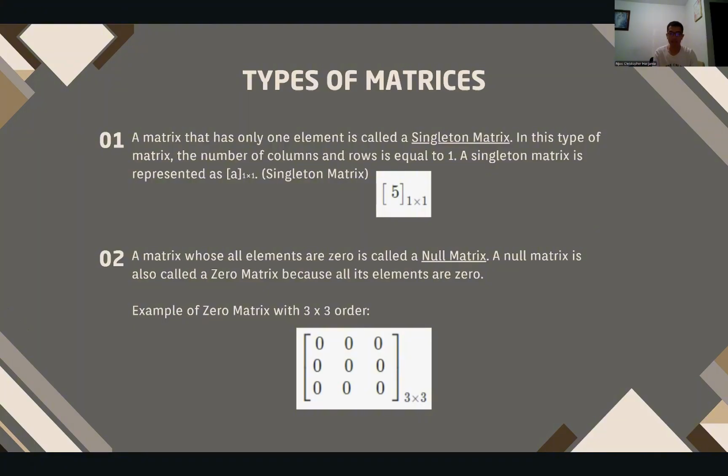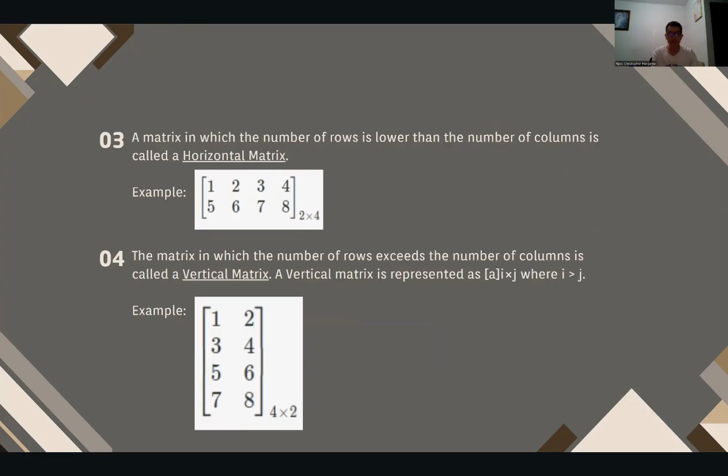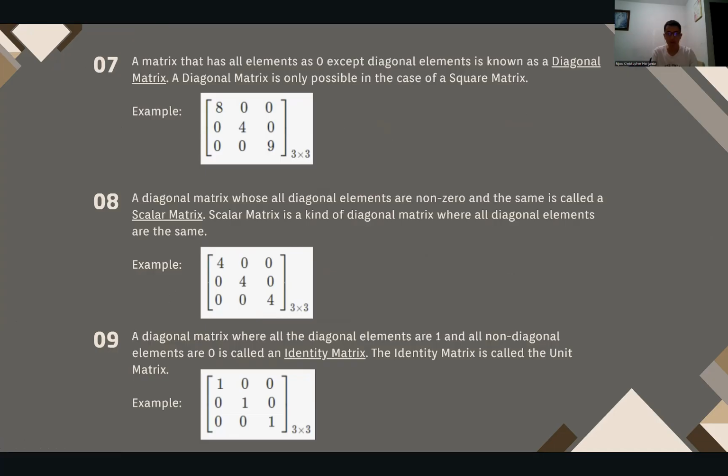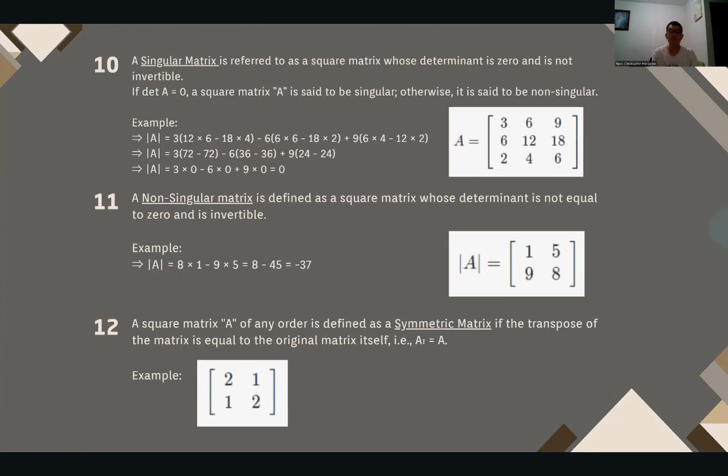The first one is the singleton matrix. The second one is the null matrix. The next ones are the horizontal matrix and the vertical matrix, rectangular matrix, square matrix, diagonal matrix, scalar matrix, identity matrix, singular matrix, non-singular matrix, and symmetric matrix.